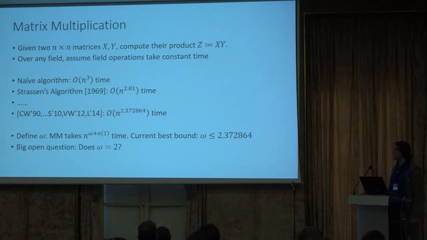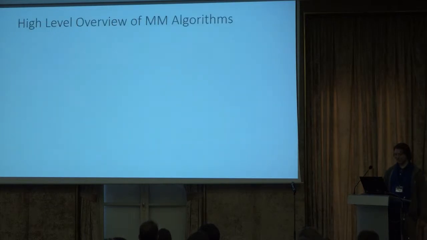But the big open question is whether or not omega equals 2. I think a lot of people believe omega equals 2, but it's a big open question whether it is and how we can get there. So let me give you a one-slide, really high-level overview of how the matrix multiplication algorithms that we know work. And actually, most of the rest of my talk is going to be saying this again in more detail.